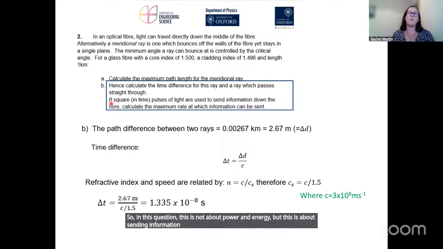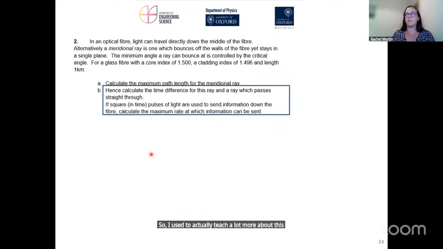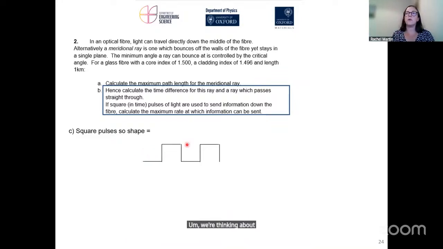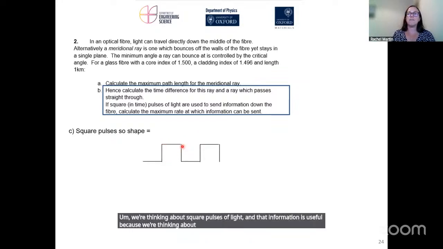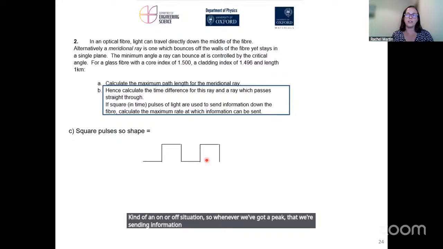So in this question, this is not about power and energy, but this is about sending information, and we're modeling them as square pulses of light. I used to actually teach a lot more about this. I'm not sure if it comes up in your course, but it doesn't come up in my A-level course at the moment. We're thinking about sending information, kind of an on or off situation. So whenever we've got a peak, we're sending the information, the off is kind of a zero.